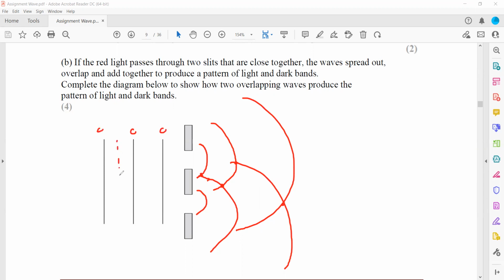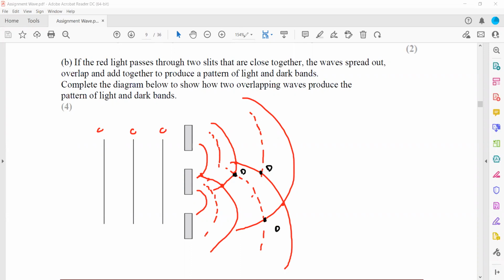So dotted line, there will be troughs. We don't have to draw this dotted line here, but after that we can draw that if there is a dotted line which is for trough, so as a result what we will see, because crest joined with a trough, we'll observe destructive interference. Here also crest joined with trough, destructive interference, crest joined with trough, destructive interference.